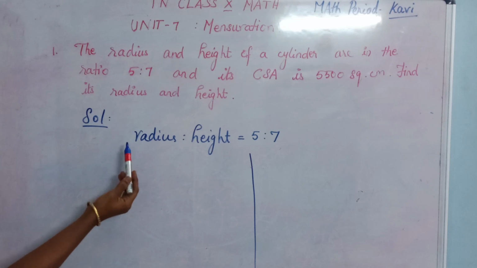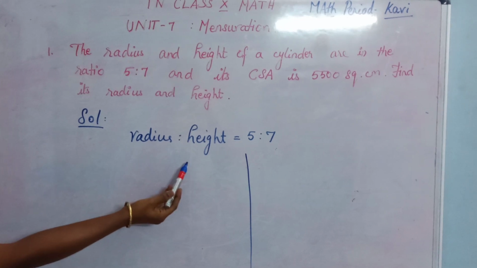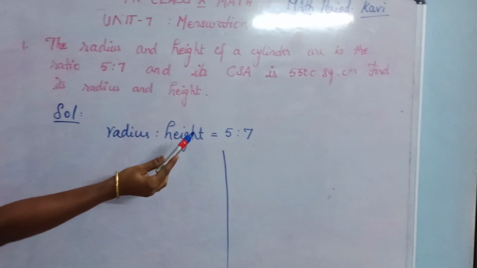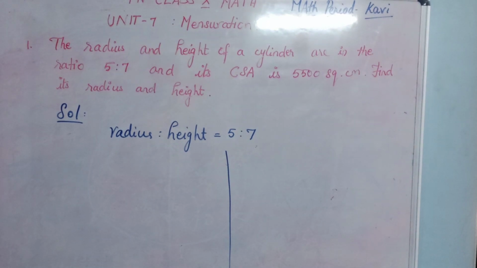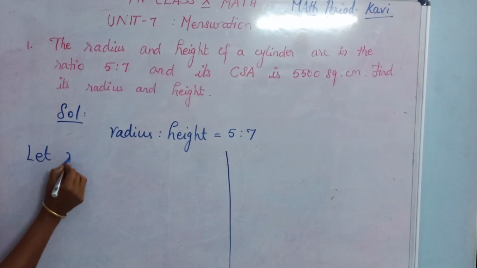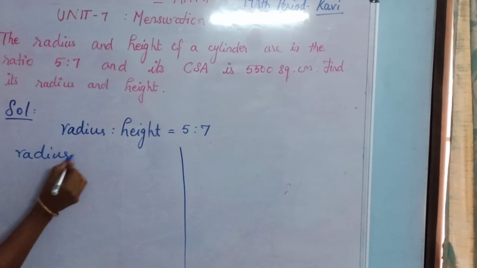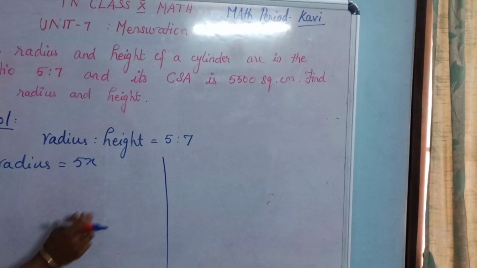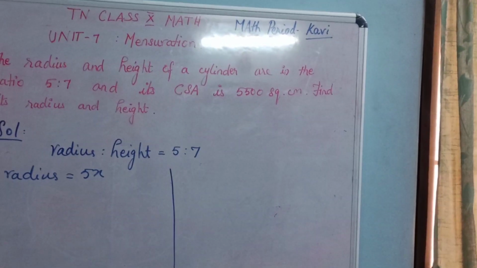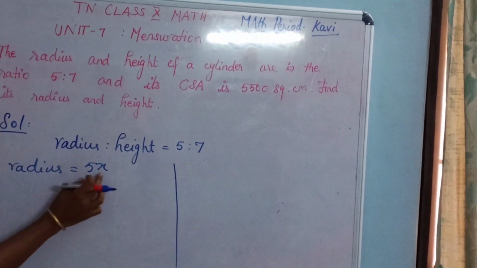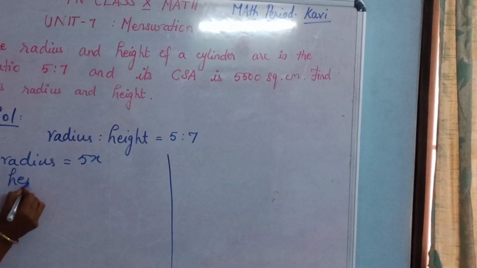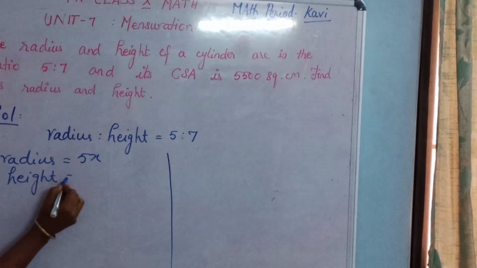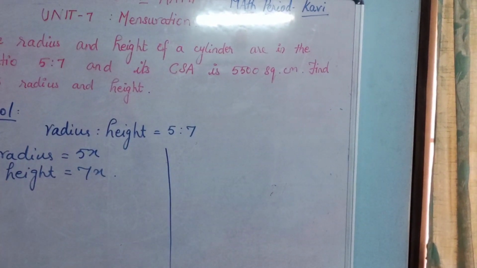What is given is the ratio of radius and height, which is given as 5:7. So let radius is equal to 5x. This 5:7 is the ratio, therefore the value can be taken as 5x. Similarly, height is given as 7, so height is 7x.